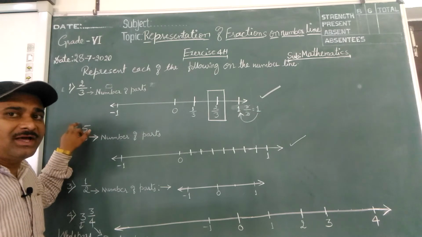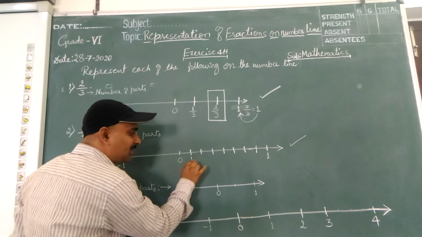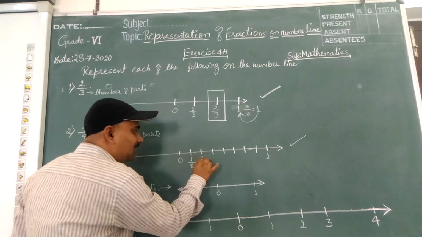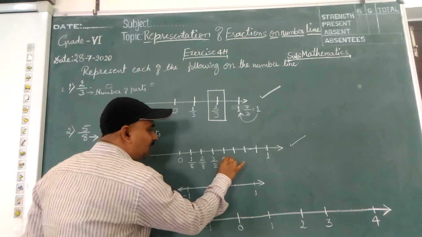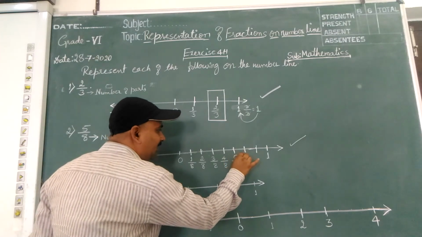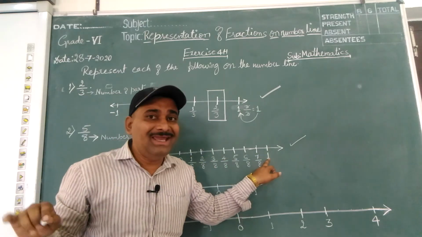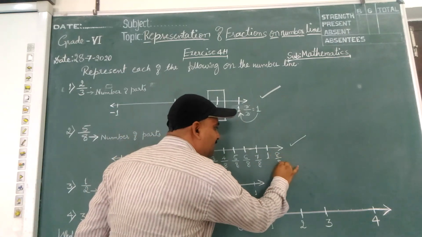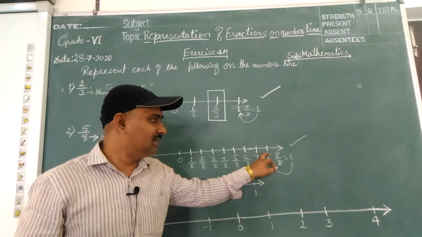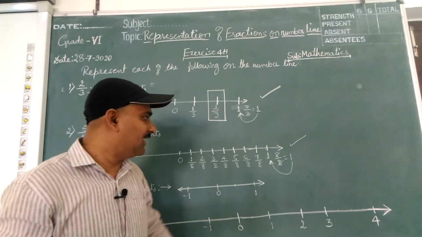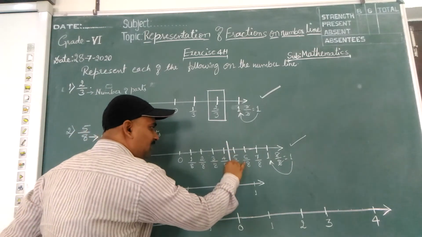And we should find out where this 5 by 8 comes. So 8 parts means what, children? The first line value is 1 by 8. Second line, 2 by 8. 8 by 8 means what, children? 8 will cancel, you will get 1. That's why 1 is written. You should not write 8 by 8. 8 by 8 is 1. So that's why all these are done. Where is 5 by 8? 5 by 8 is here, children. You should show it with a box.